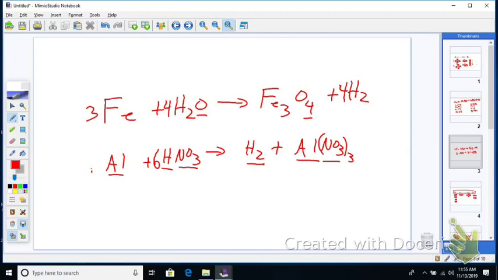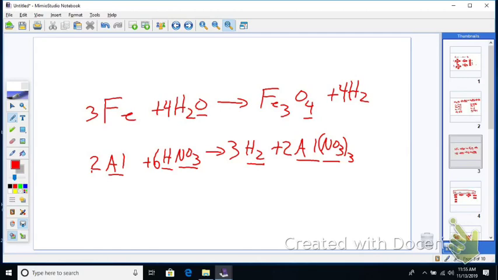So now I have 6 NO3s. I have 6 hydrogens, so put a 3 in front of that to get your 6 hydrogens. And then here I'd have to have something multiplied by 3, so that's a 2. And you got to put 2 in front of the Al. And then I got to put a 2 in front of the other one. Okay, so that one you might have to use the listing them out.